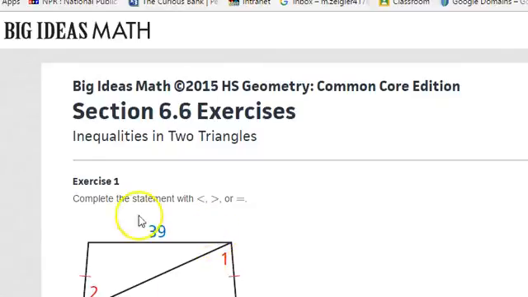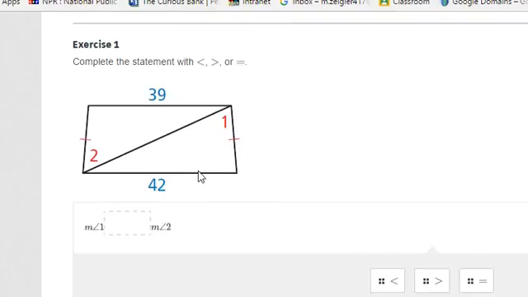Alright, last section. We're looking at section 6.6, inequalities in two triangles. A whole series of problems here. You kind of have to use your imagination a little to sort these out. Let's take a look here. We're asked to decide whether angle 1 is larger, smaller, or the same as angle 2. There's angle 2, and there's angle 1.